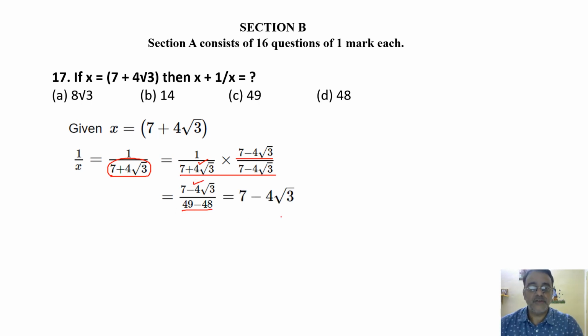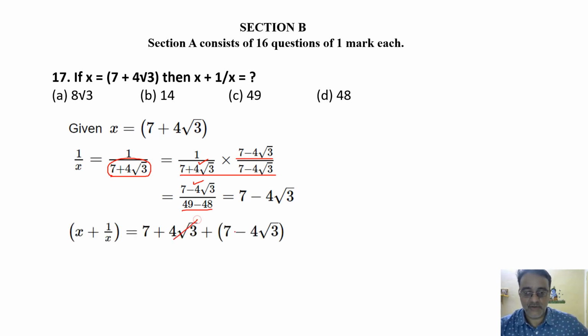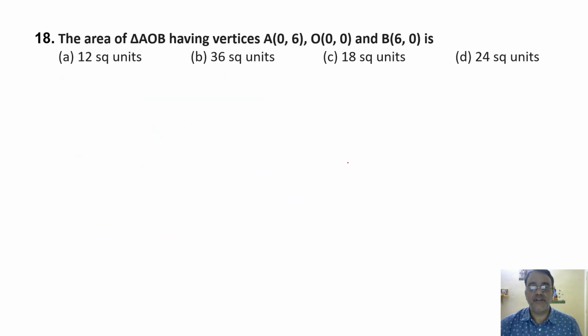Now we are going to add x and 1 upon x. So here you see this is cancelling, and finally we are getting 14. So which option is the correct one? Option B, sir. Option B, right. So now we are moving toward the next question, question number 18.